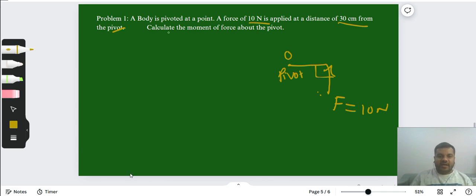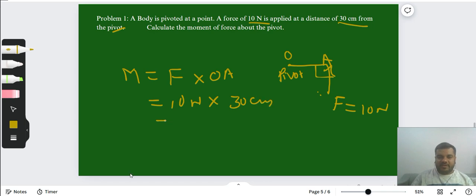We are asked to calculate the moment of the force about the pivot. We know the formula: moment of a force equals the force multiplied by the perpendicular distance about the pivot point O. The perpendicular distance is OA. Now substitute the force, which is 10 Newton, multiplied by OA. The distance given is 30 centimeter.